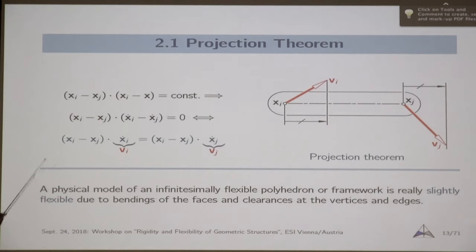It's an easy computation. You just differentiate the distance condition and you separate the two parts, and then you get the two components for the point. And in fact, as you can see in this example, an infinitesimally flexible structure really admits slight movements.